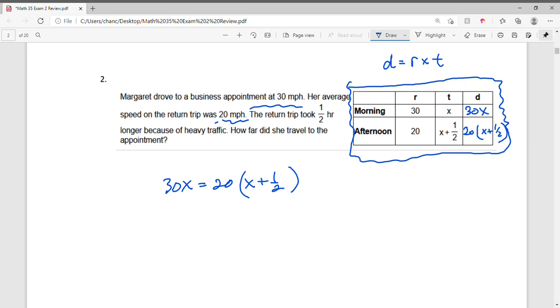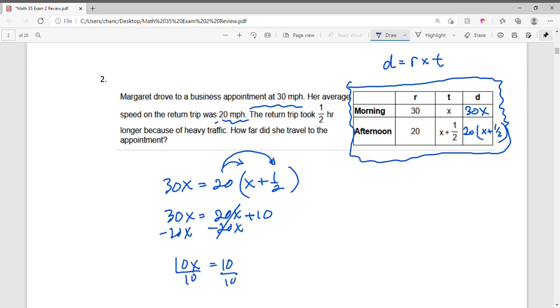So let's distribute that 20. 20 times x is 20x. 20 times 1/2, that's 10. And I could solve for x. Let's subtract the 20x from both sides. I have 10x is equal to 10. And that's pretty nice. That means x is equal to 1.